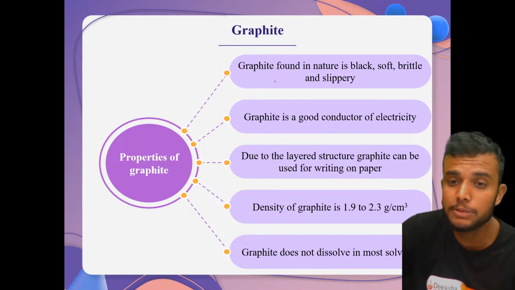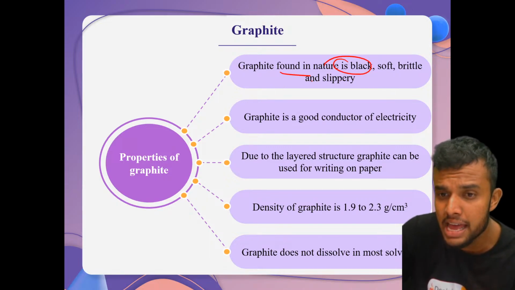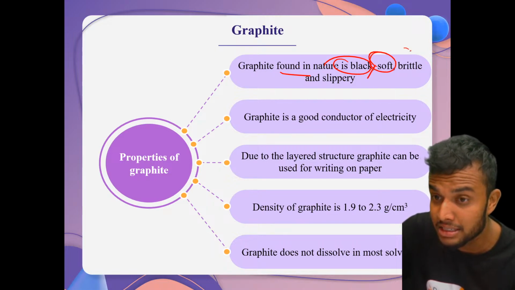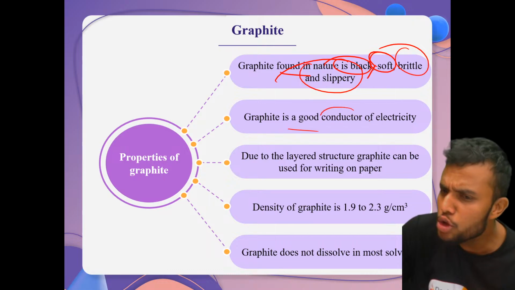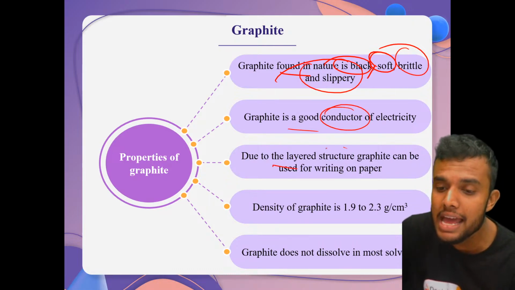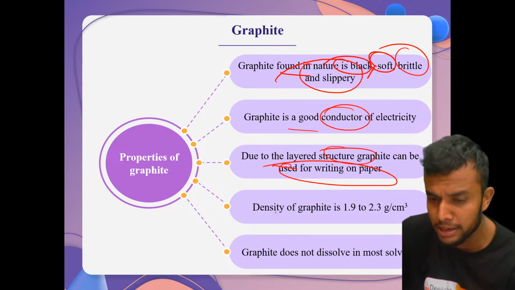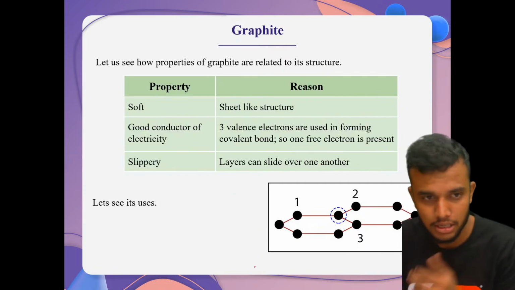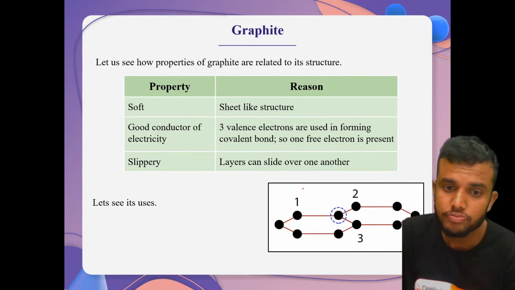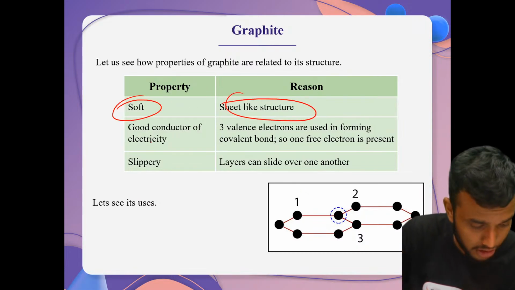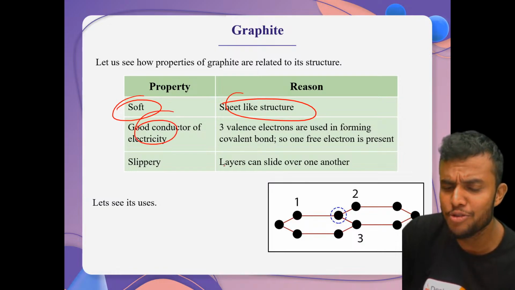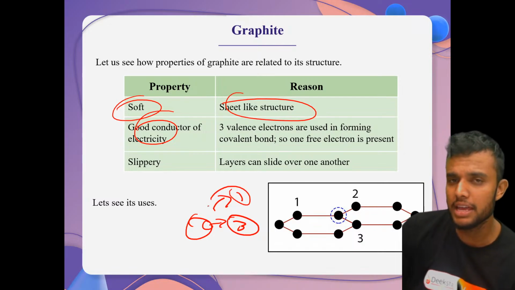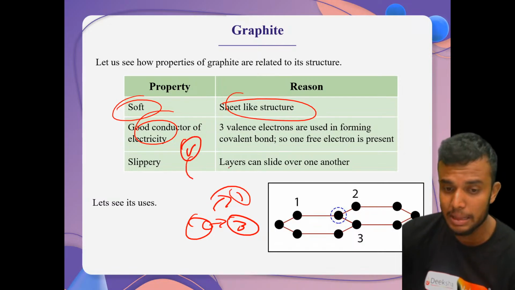Then the properties. First property, graphite is found in nature as black color, soft, brittle and slippery, and graphite is a good conductor of electricity. Due to the layer structure, graphite can be used for writing on paper. Density is low compared to diamond. Graphite does not dissolve in most solvents. The reasons behind the properties: sheet-like structure, therefore it is soft. And good conductor of electricity. Why? Carbon forms only 3 bonds and 1 electron is free. That's why it's a good conductor, and slippery, right?